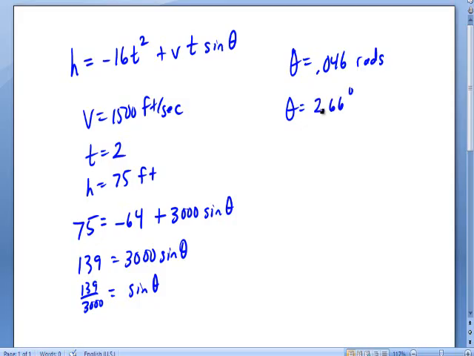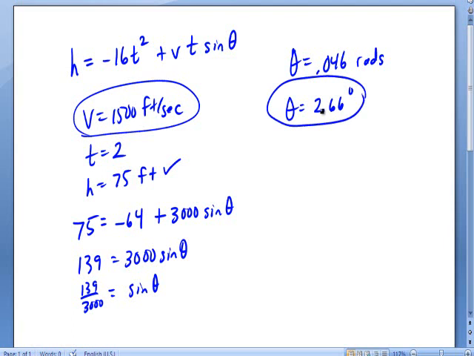So this makes a lot of sense, though. If we're shooting something off at an initial speed of 1500 feet per second, and after 2 seconds we're only at a height of 75 feet, that's not very high considering the velocity we're shooting this off with. The only way to make that happen would be to have a very low angle of elevation, and in this case we had that, only a 2-degree angle of elevation.